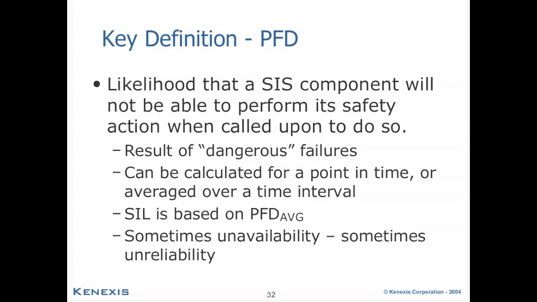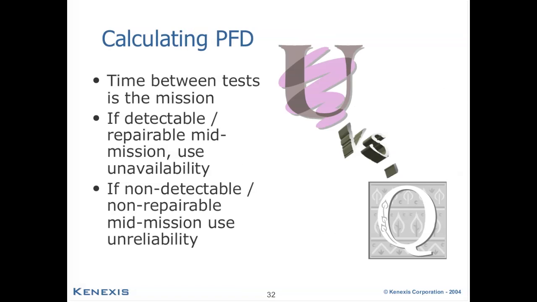For the sake of calculating the achieved SIL of our functions, we will be concerned with the average probability of failure on demand. Sometimes this quantity will be based on unavailability and sometimes unreliability. What this depends on is the availability to test within the mission. If failures are detectable or repairable mid-mission, we can use unavailability. But if not, we must use unreliability.